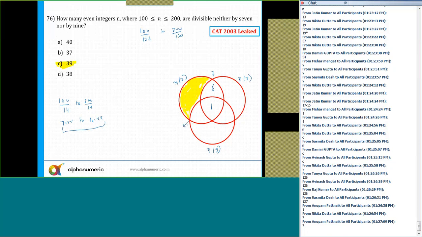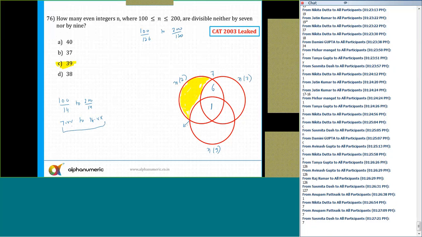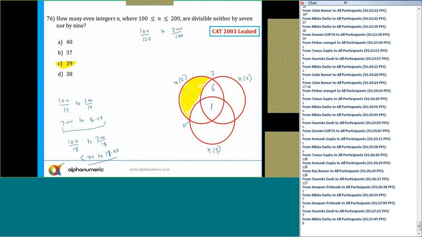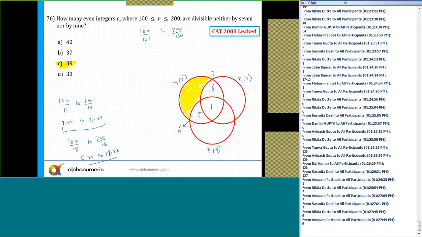Now here 9 and 2, that is 18. How many numbers are multiples of 18 in this range? So 100 by 18 to 200 by 18. 100 by 18 is 5 point something, to 11 point something. 18 into 11 is 198. So 6, 7, 8, 9, 10, 11, that is 6 numbers. So this is 5. And now can you tell me from 100 to 200 how many numbers? There is an equal to sign, so you need to be careful.